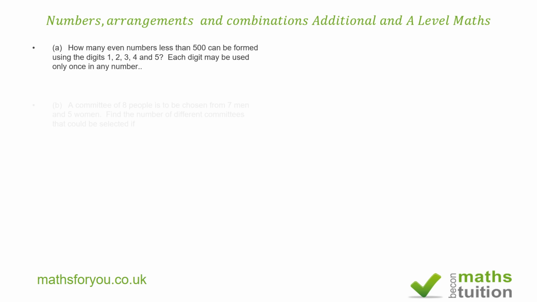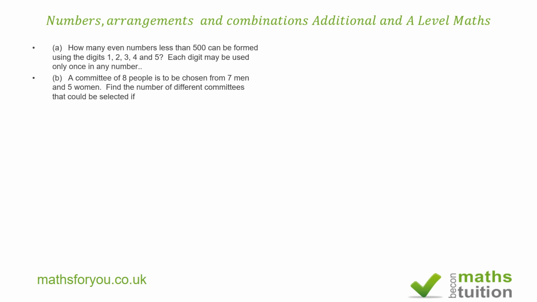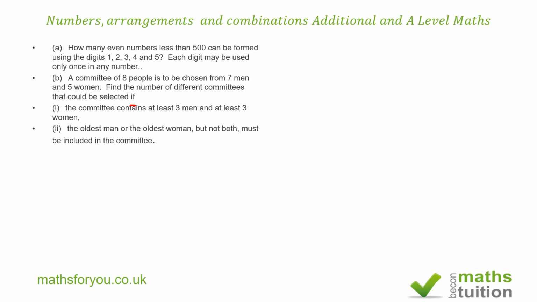The second question says, a committee of 8 people is to be chosen from 7 men and 5 women. Find the number of different committees that could be selected if the committee contains at least 3 men and at least 3 women. Part 2 says the oldest man, or, now this is important there, the oldest man or the oldest woman, but not both, must be included in the committee.